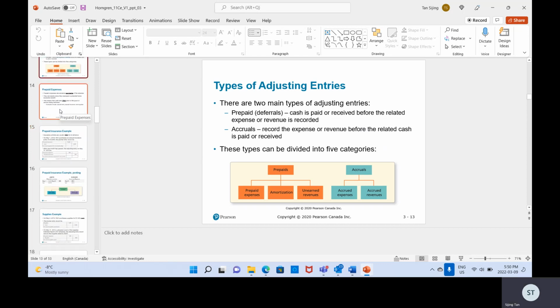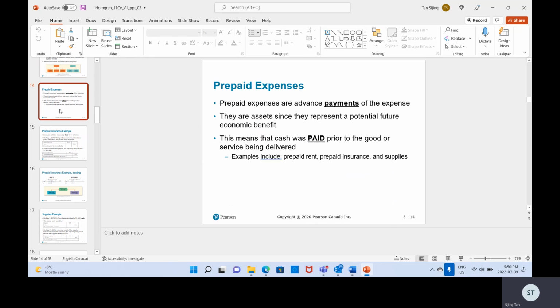Now, we're going to talk about a few accounts. Prepaid expenses. Adjusting entries can be divided into prepaid and accrued. We are going to illustrate the prepaid and accrued type adjustments. First is the prepaid expenses. Prepaid expenses are advance payments of expenses. They're assets because they represent potential future economic benefits. That means the cash was paid prior to the goods or services being delivered. Examples are prepaid insurance, prepaid rent, and supplies.